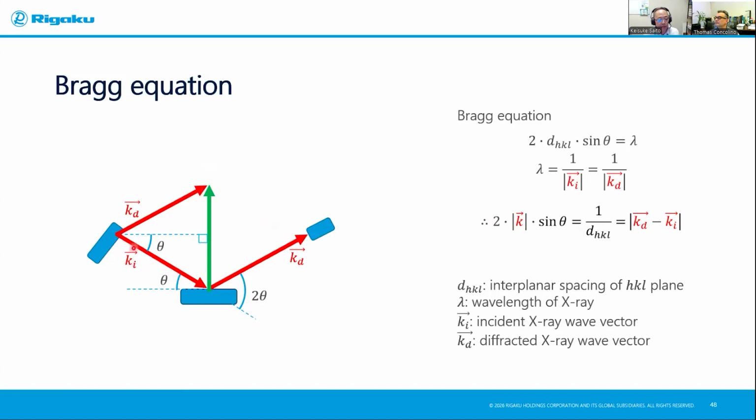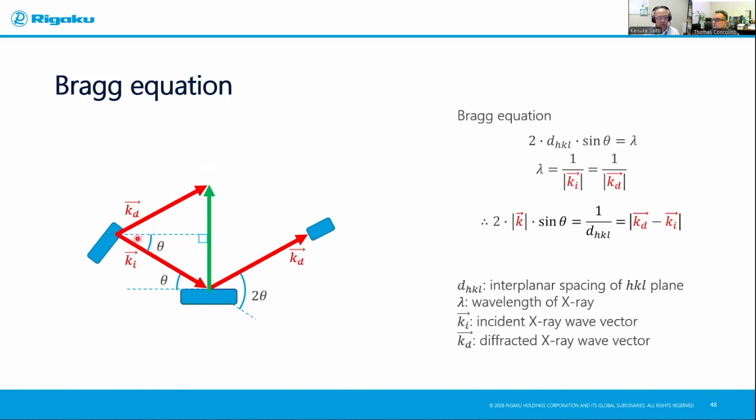So k_i here is the incoming X-ray wave vector, and k_d is the diffracted wave vector. So 2k sin theta is actually here, right? Because this is the Bragg angle theta. So this is k, and k sin theta is here. So 2 times that is actually the green vector. The size of the green vector is the 2k sin theta. And the Bragg equation is telling us that this green vector is the same as the inverse of the d spacing. So this is the Bragg equation in the reciprocal space.